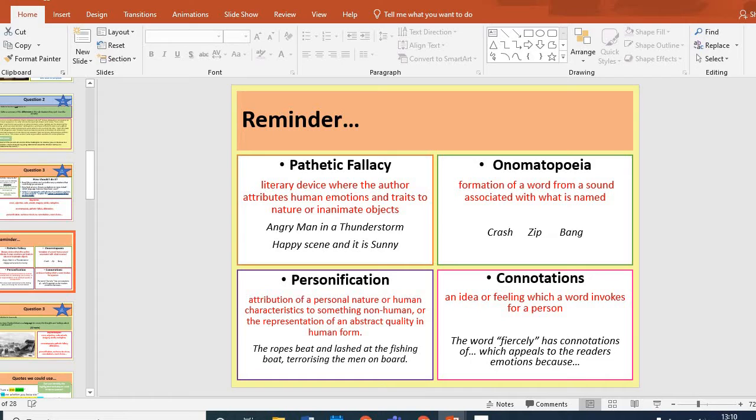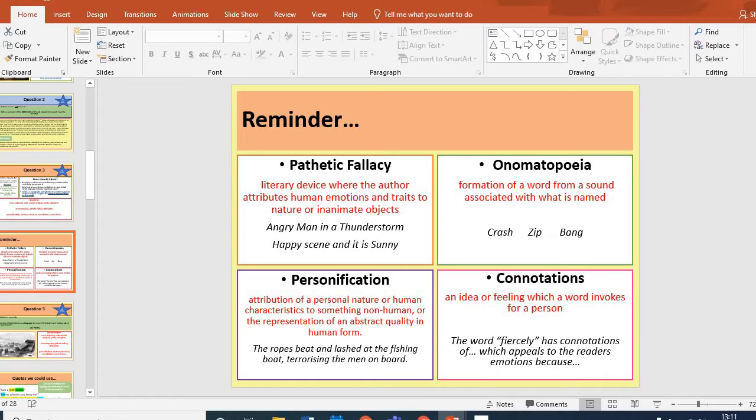So pathetic fallacy. That's a literary device where the author attributes human emotions and traits to nature or an inanimate object. So it could be there's an angry man and he's in a thunderstorm, so the anger is replicated in the thunderstorm, or there's a happy scene and it's sunny. Onomatopoeia is where the word sounds like the sound it makes, so crash, zip or bang.